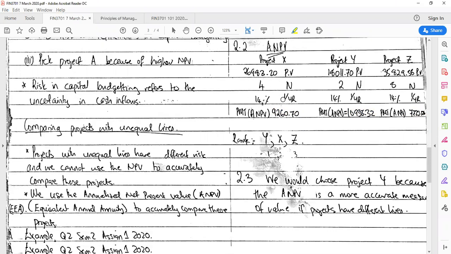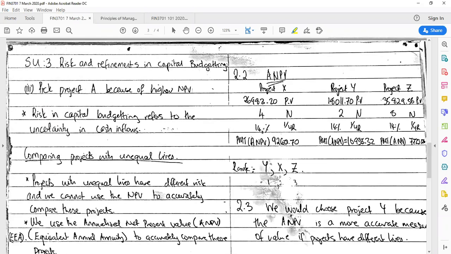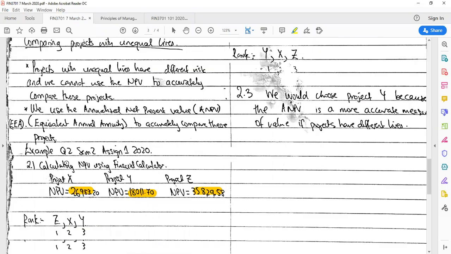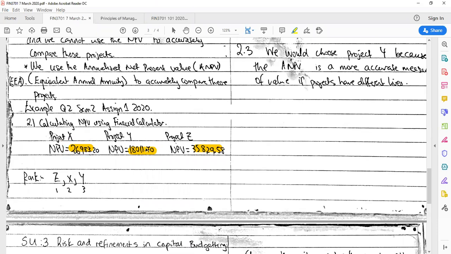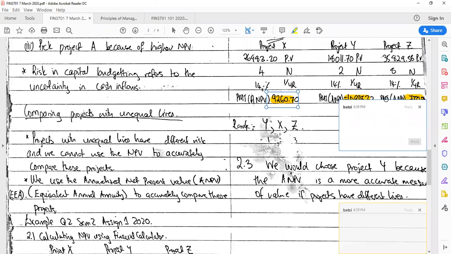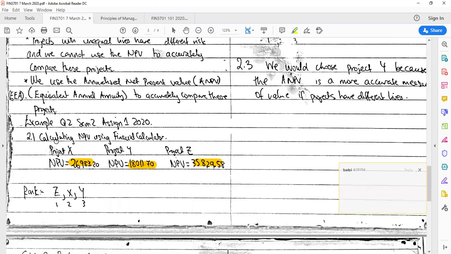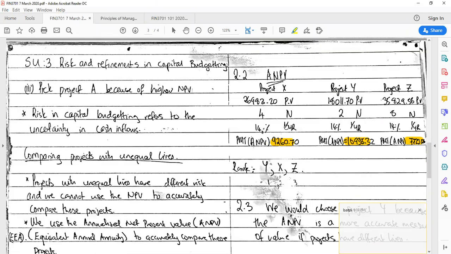All you need to remember is that if your NPV was positive, your annualized net present value will also be positive. And if your NPV was negative, your annualized net present value will also be negative. So they always have the same signs. They will always have the same signs. Whatever your NPV gives you is what your annualized net present value will also give you.